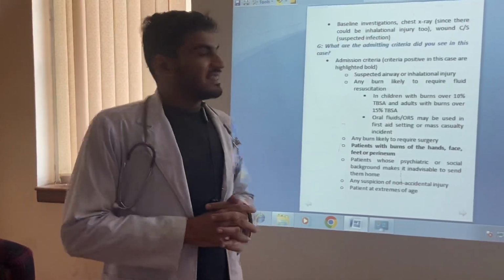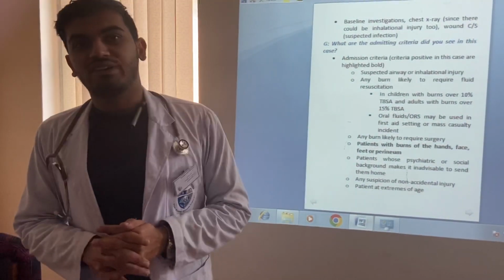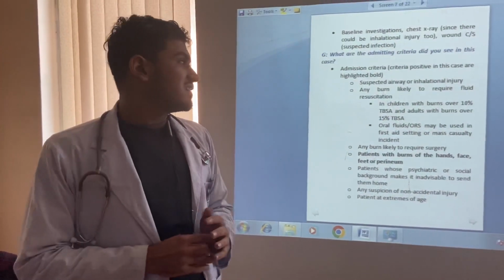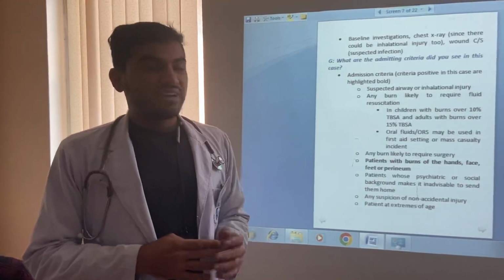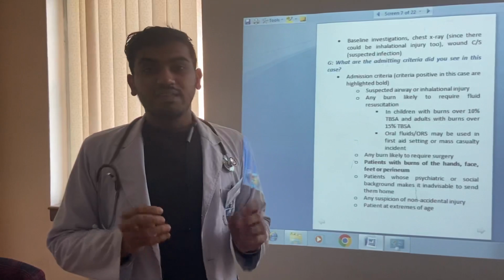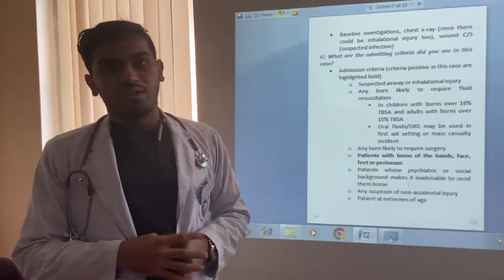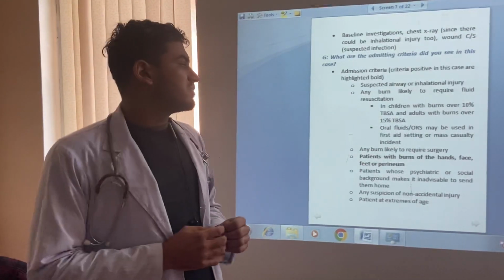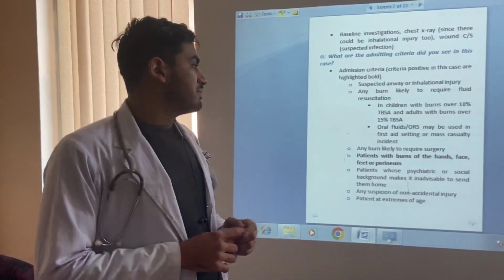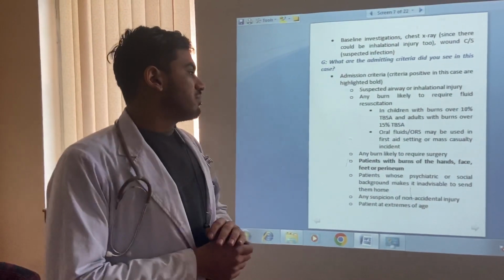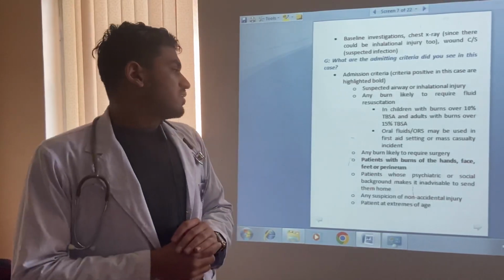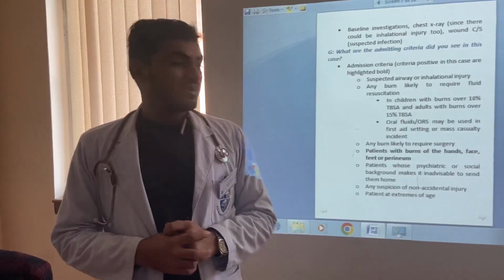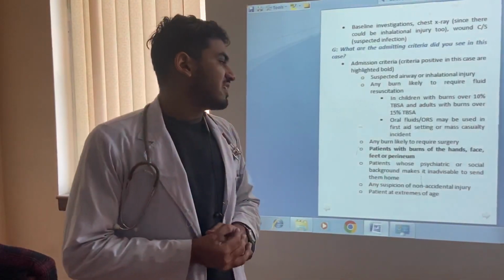So what admitting criteria do you see in this case? For the admitting criteria: if there is a suspected airway or inhalational injury, any burn likely to require fluid resuscitation, as in children with burn over 10% total body surface area and adults with burn over 15% of the total body surface area, and oral fluid may be used in the first aid setting or mass casualty incident. Anyone likely to require surgery also has to be admitted, and patients with burn of the hand, face, feet or perineum.